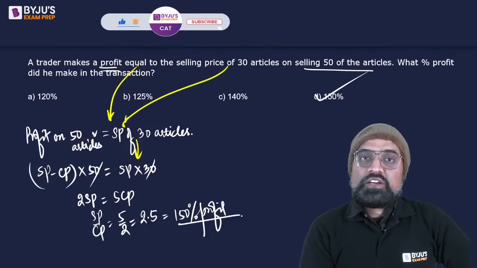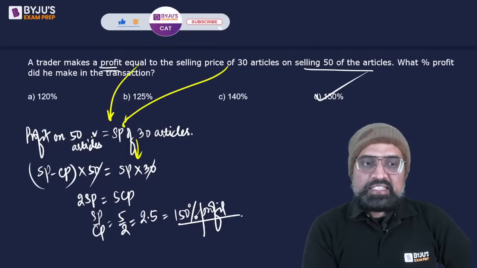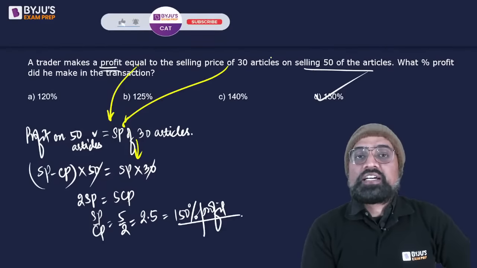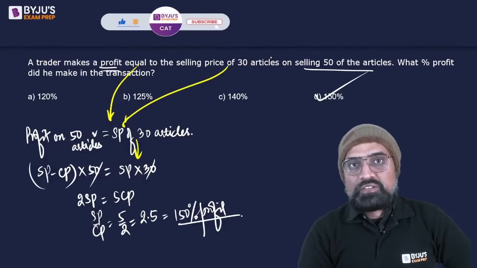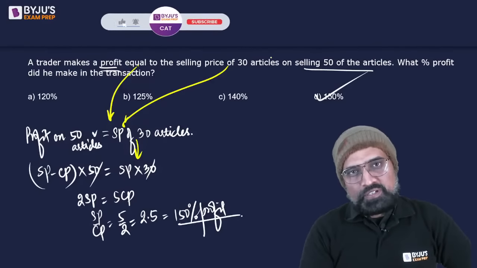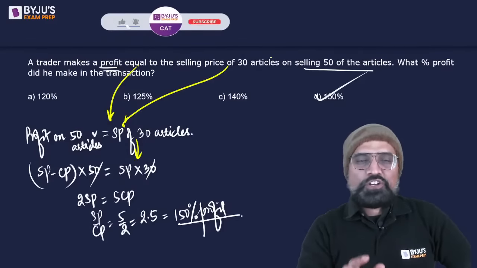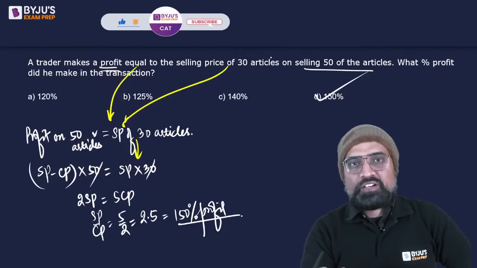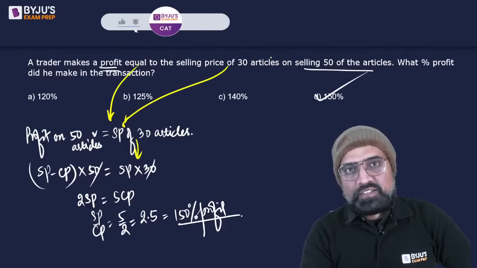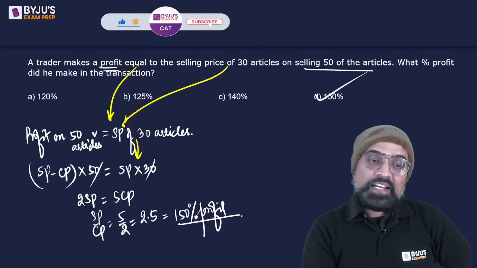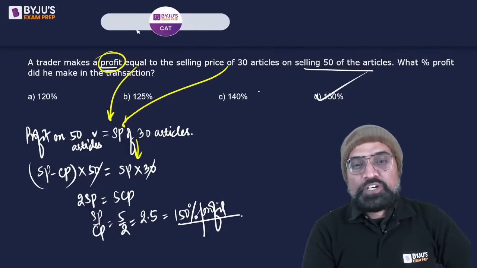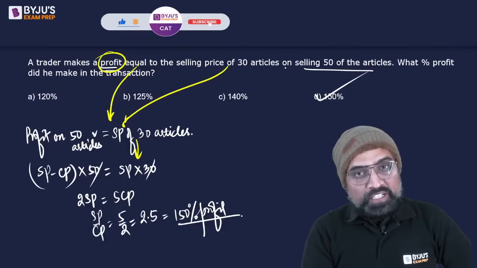Multiplication. Now, it is given that profit is equal to selling price of 30 articles. But profit on what? See, if you are a shopkeeper, it's common sense. It's not maths. It's not profit, loss, discount. If you're a shopkeeper, you're going to get profit only when you sell things. So here it is given that he makes a profit. And what is that profit equal to? Selling price of 30 articles.